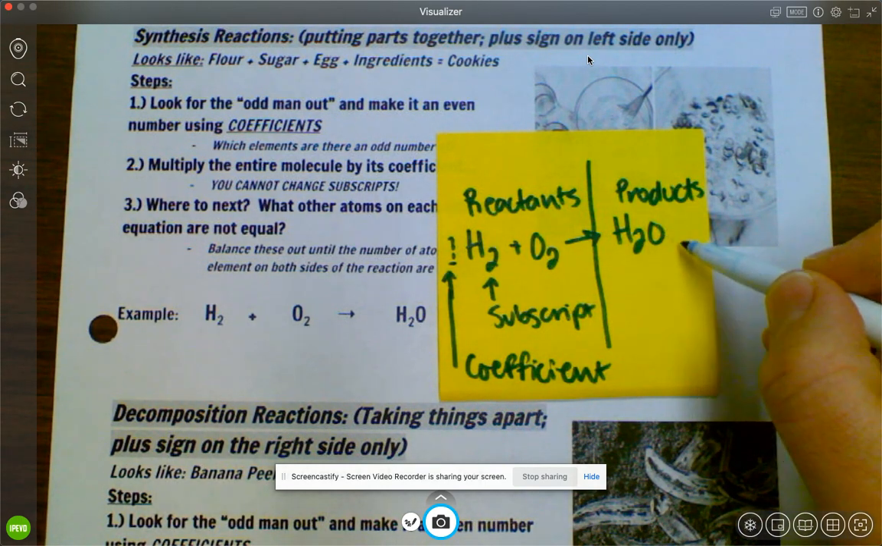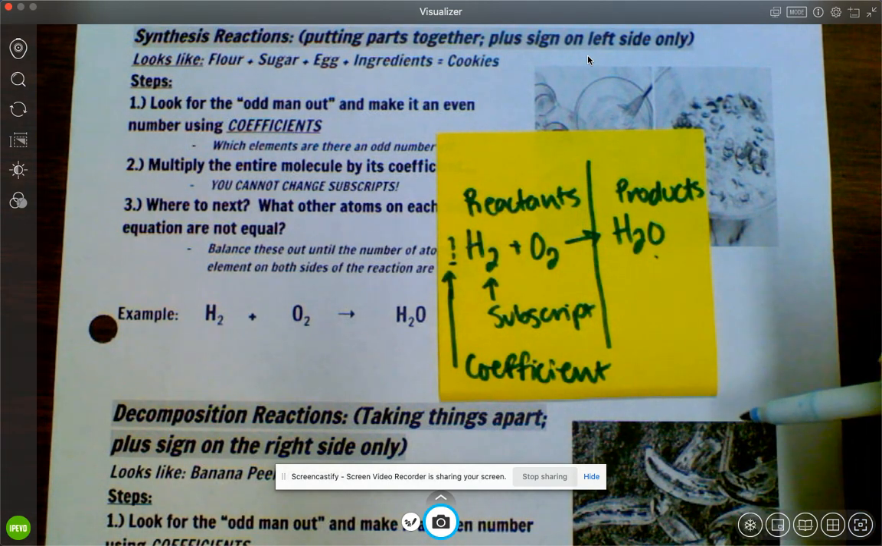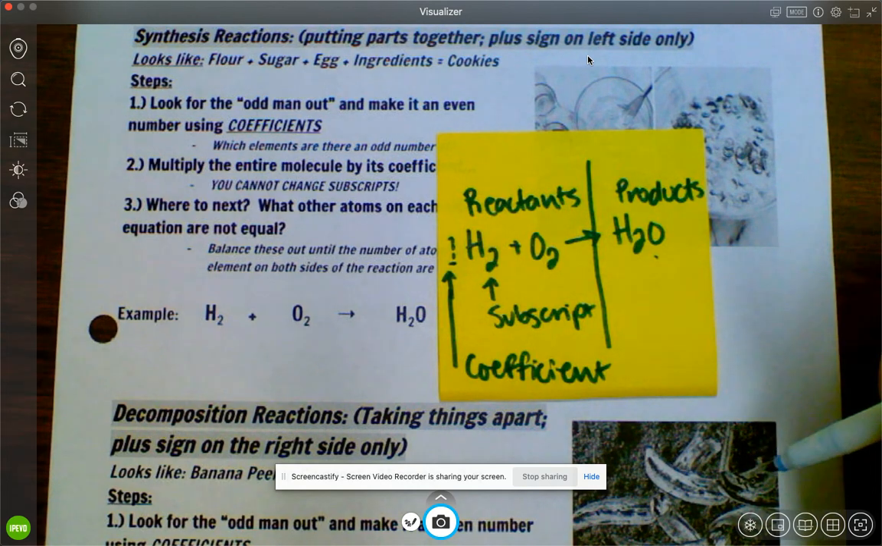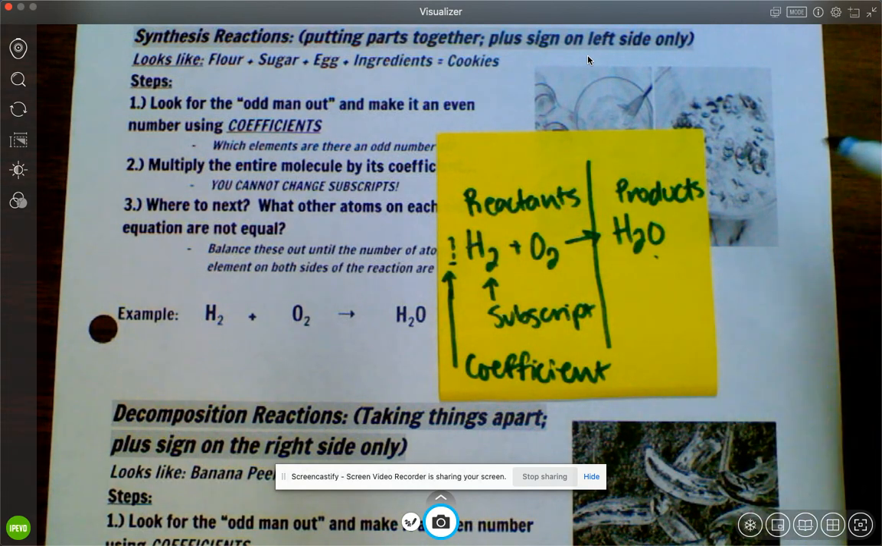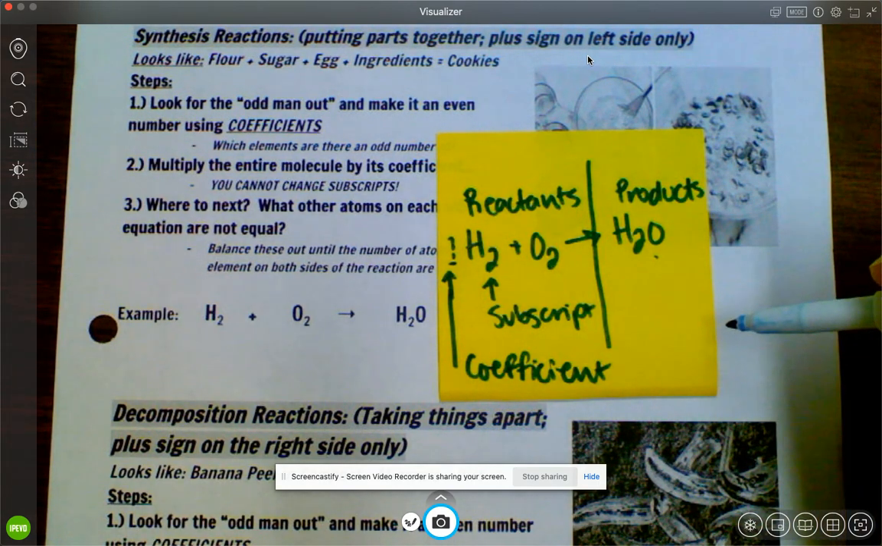We can't just go H2O2, because that takes this from being water to hydrogen peroxide. You can drink water. Drinking hydrogen peroxide, I suppose you could drink it once, but it's probably not going to go so well. So we cannot change those subscripts.